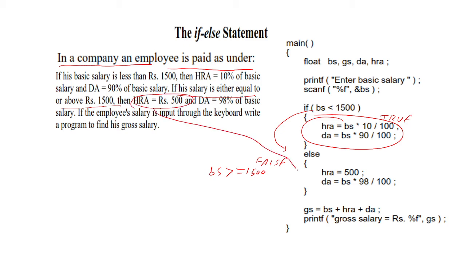Which is given by this statement. HRA is 500 and DA is 98%. So in this way DA is calculated here. DA is 98% of the basic salary.